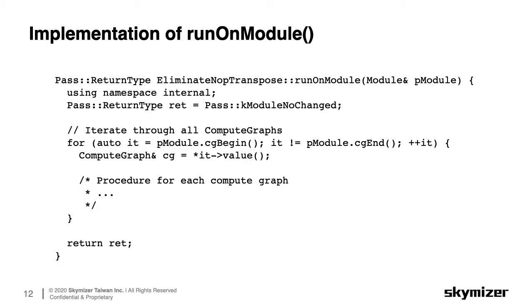In the ONIC framework, there may be multiple graphs in a module. Most optimizations don't need to refer to all compute graphs as a whole, but only look at one compute graph at a time. So this shows how a typical run-on-module looks like. We iterate through all compute graphs in the module and do our work for each of them.